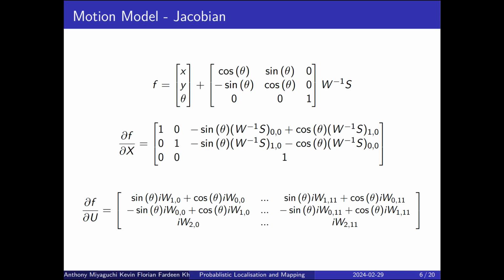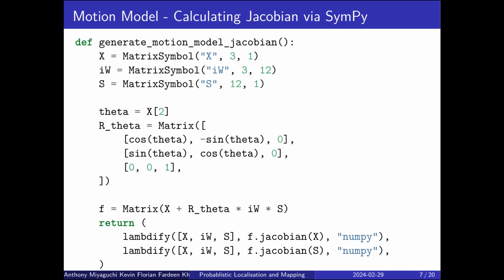So these are the Jacobians of the motion model. And we can actually solve this symbolically using SymPy. SymPy is a really nice tool where you can do algebra in a symbolic way. So you declare everything up front.